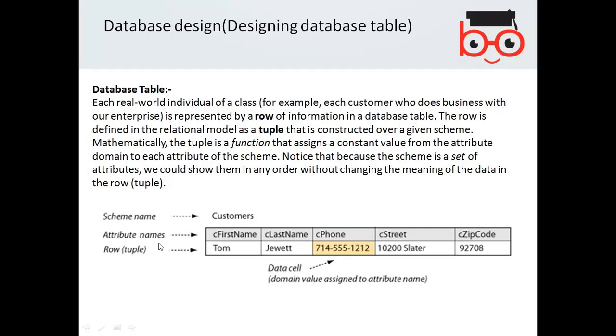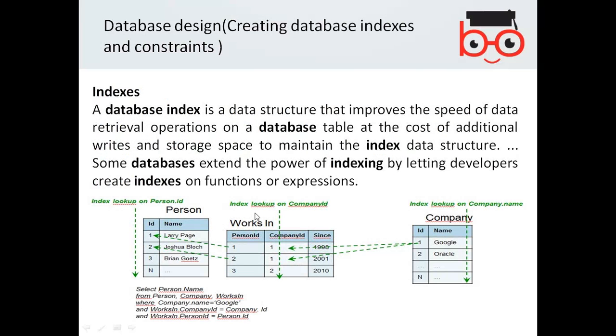The attribute names may be first name, last name, and phone, and the schema name is customers. This is the information about the customer, which is represented in the terminology of rows. Rows are called tuples. This information is a kind of relational database. Indexes.